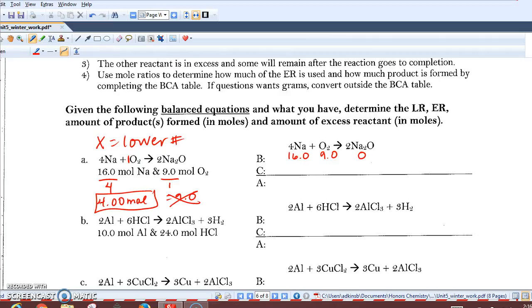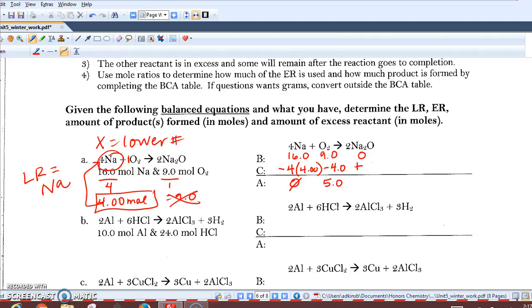All right, because the lower number came from the Na, guess what that means about Na? Na is our limiting reactant. And that means Na is going to be completely used up. So this is going to go down by 4x, and x is equal to 4. And when you do 16 minus 16, you get a big fat 0, right? So this went down by 4x. The oxygen's just going to go down by x. So this is going to go down by 4. And 9 minus 4 gives you 5.